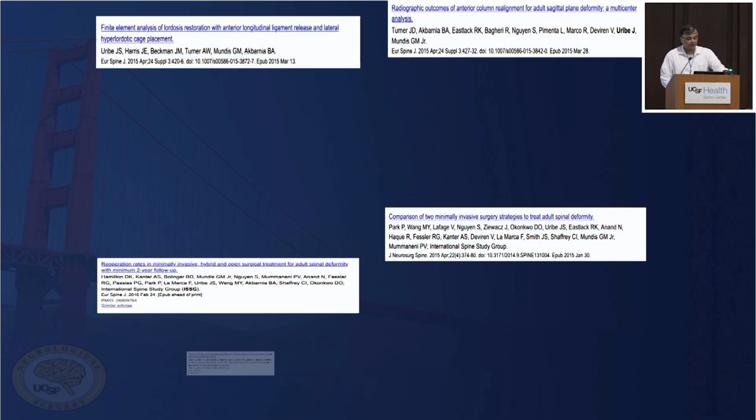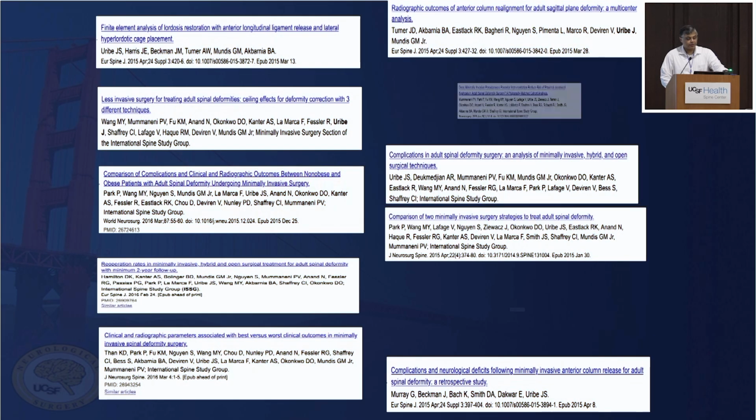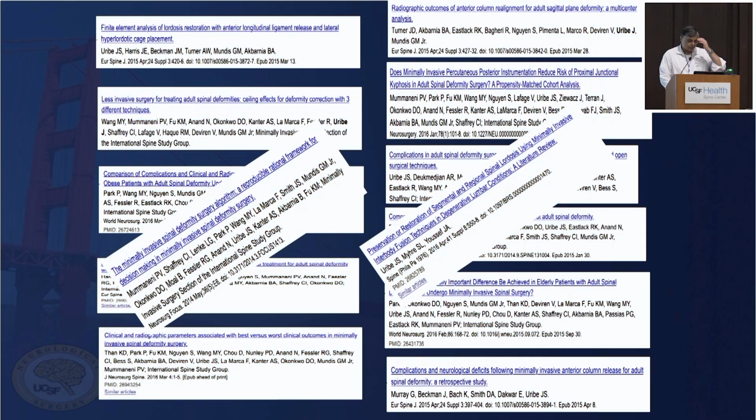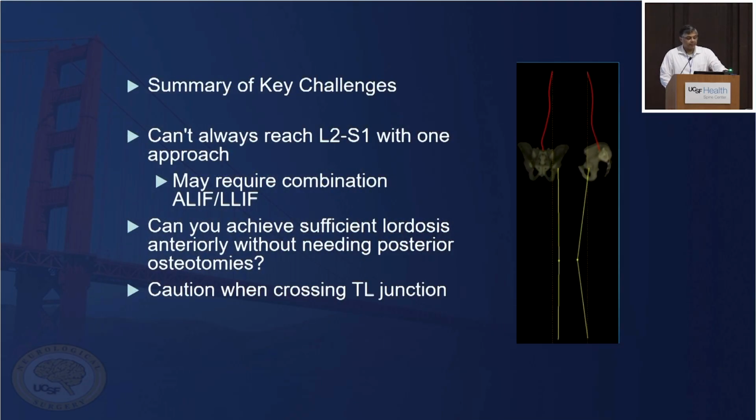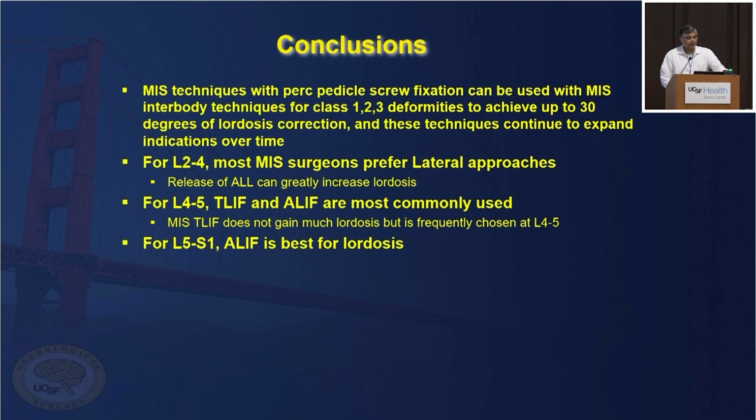I'm going to stop a little bit early and leave some time for questions. We've done a lot of publications through the ISSG looking at this kind of stuff. You can't always reach 2-to-1 in one approach. Usually you get a combination of ALIF and lateral. You have to think about when you want to really cross the TL junction. You have to think about pitching patients off coronally if you do a lot of laterals, and staging them is one way to make sure you don't lock them into some unusual, decompensated coronal position. I think the MIS techniques are continuing to advance.